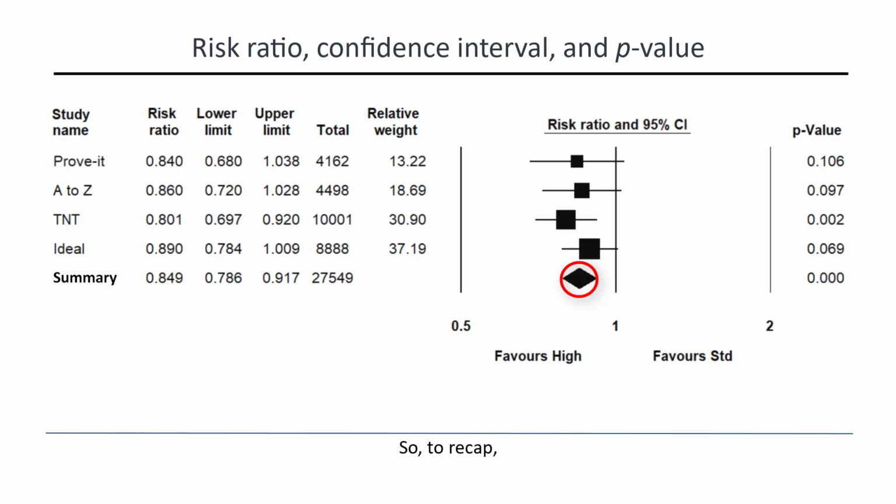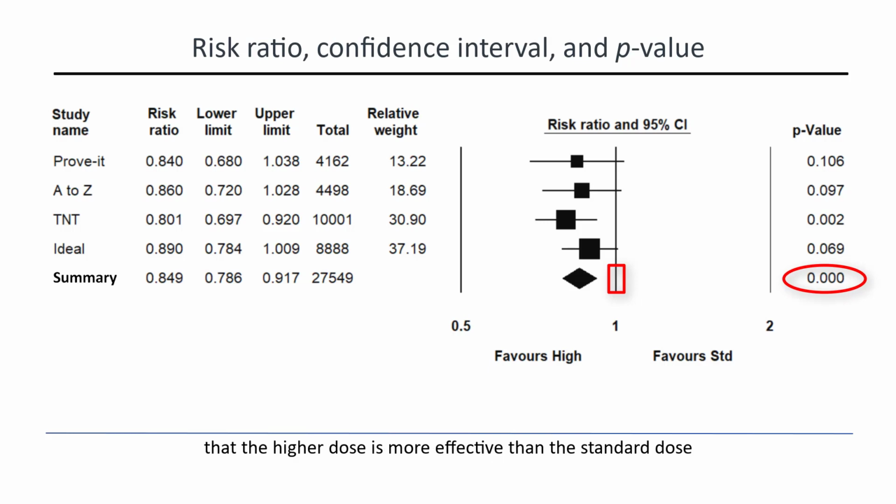So, to recap, in each study, we're using a sample to generalize to one population, and in the meta-analysis, we're using these 4 populations to generalize to all similar populations. The confidence interval for the mean excludes 1, and so we conclude that in the universe of similar populations, the higher dose is more effective than the standard dose. Or, working with the p-value, it is less than 0.001. And so we conclude, again, that the higher dose is more effective than the standard dose.